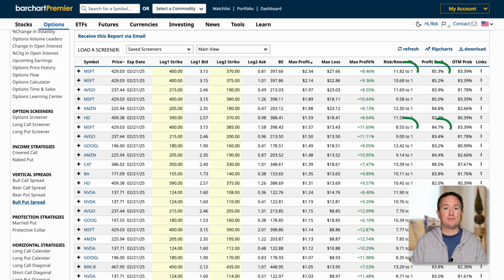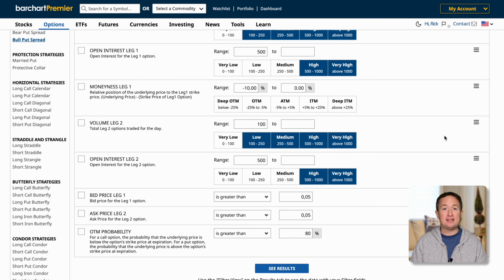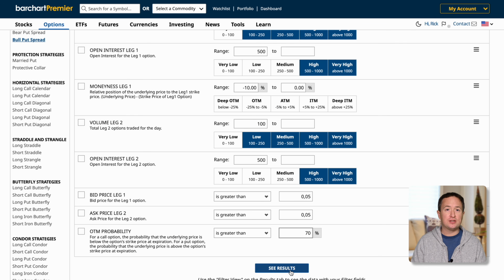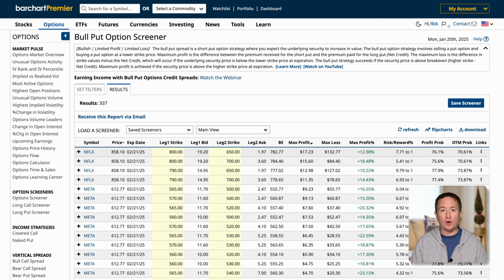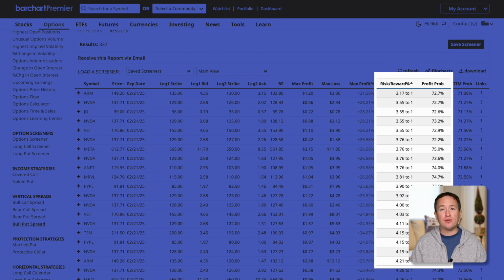Have a look. Now, if I go back to the set filters and change OTM probability to say 70 and click See Results, and then click the risk reward, well, now you can see the lowest ratios here are around 3 or 4 to 1, but the probabilities are lower as well, around 70%.